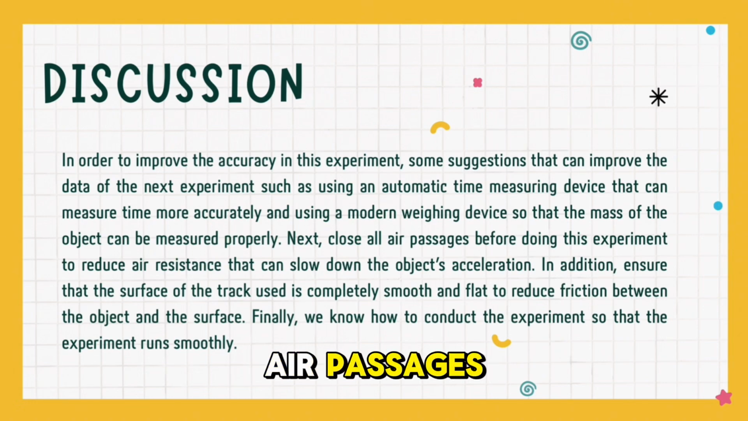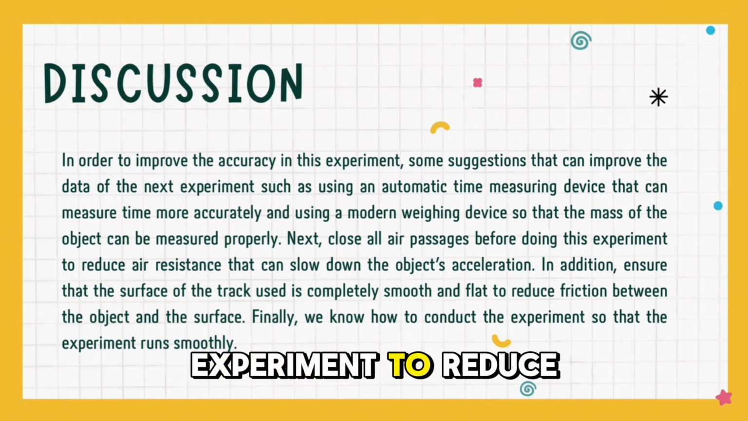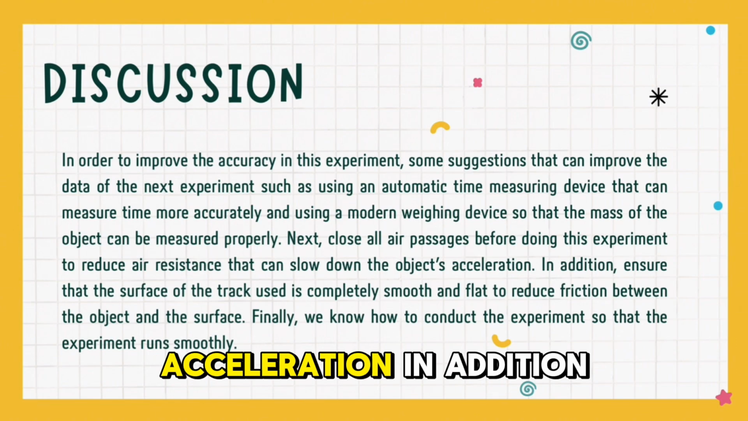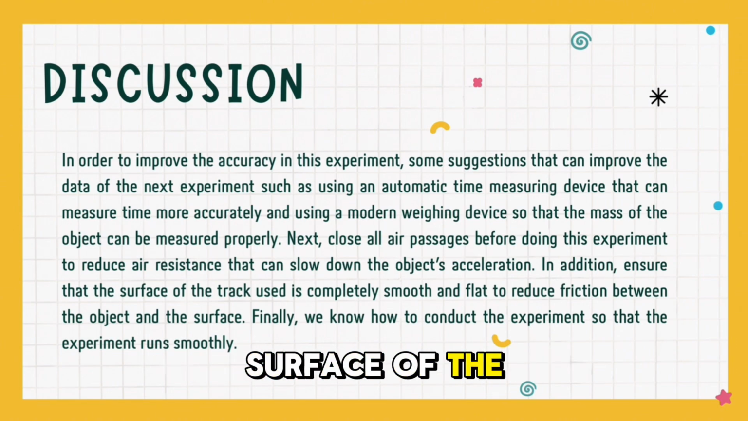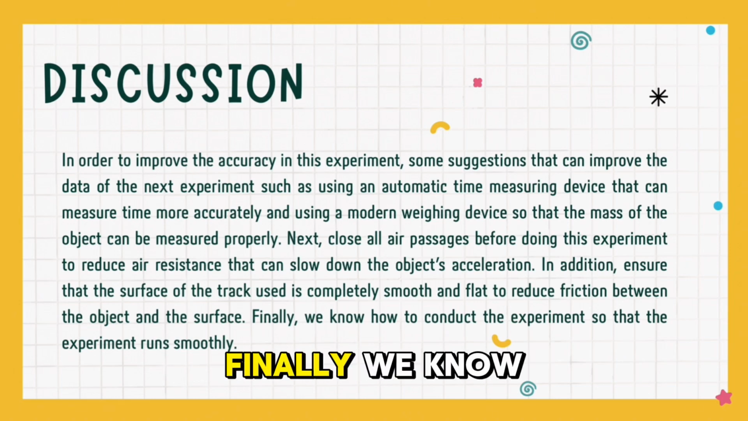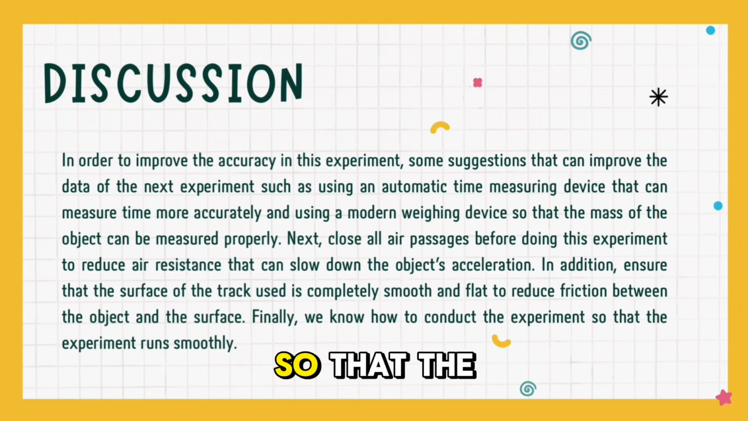Next, close all air passages before doing this experiment to reduce air resistance that can slow down the object's acceleration. In addition, ensure that the surface of the track used is completely smooth and flat to reduce friction between the object and the surface. Finally, we know how to conduct the experiment so that the experiment runs smoothly.